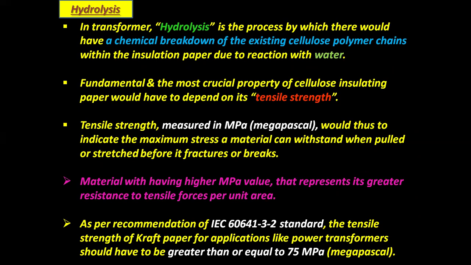As per the recommendation of the IEC 60641-3-2 standard, the tensile strength of kraft paper for applications like power transformers should be greater than or equal to 75 megapascals.